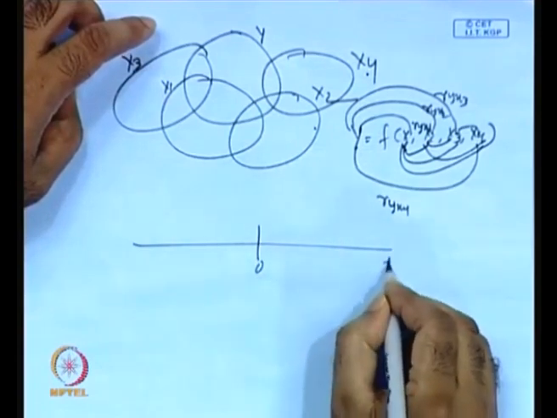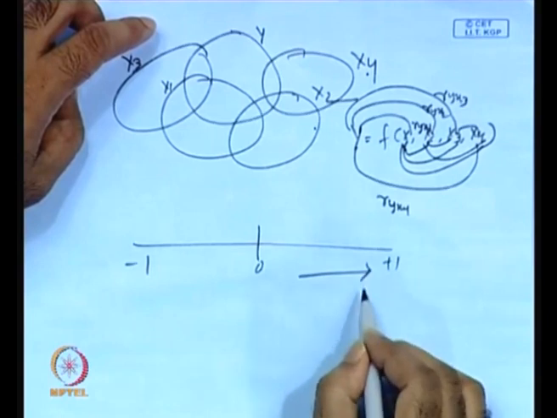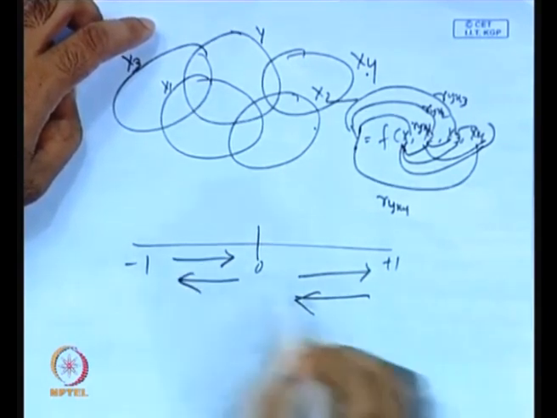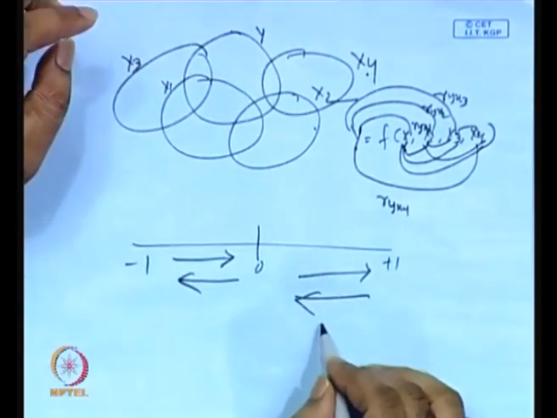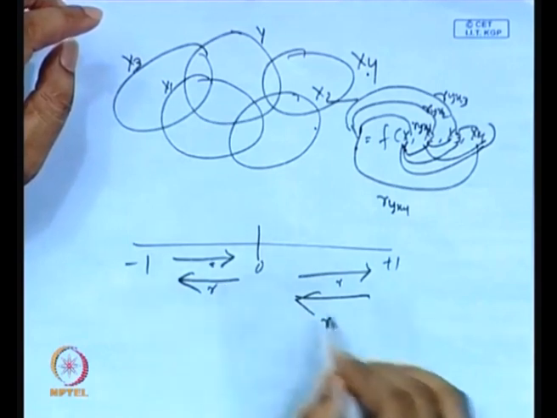So is it close to minus 1, or is it close to plus 1, or is it close to 0? So the trend is like this: if it is 0 here, this is plus 1 and this is minus 1. So that means whether the trend is this side or whether the trend is this side. So these are all correlation coefficients among the regressors.